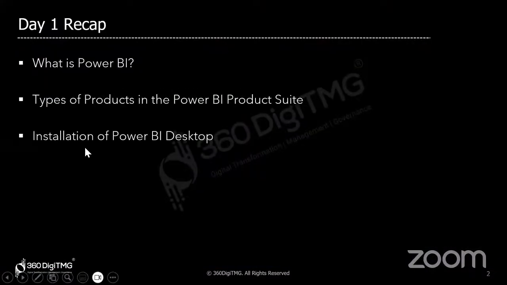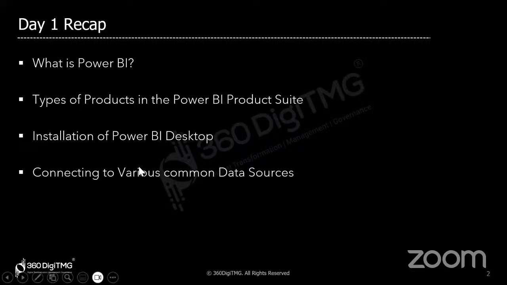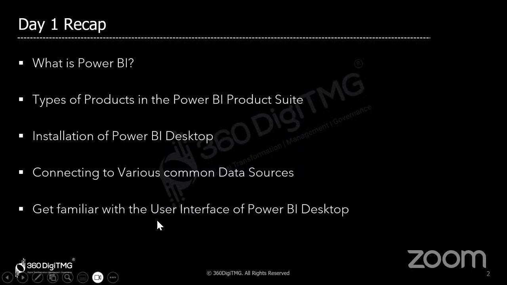Yesterday, we also discussed how to install the tool, how to check your system information if necessary, and install the right product. We talked about connecting to some common data sources, though I wasn't able to show everything that I had planned. I was able to show you connection to an Excel file and to a CSV file. I will show you a few more connections today. We also got a little familiar with the user interface of Power BI Desktop, so we'll do a recap on this.